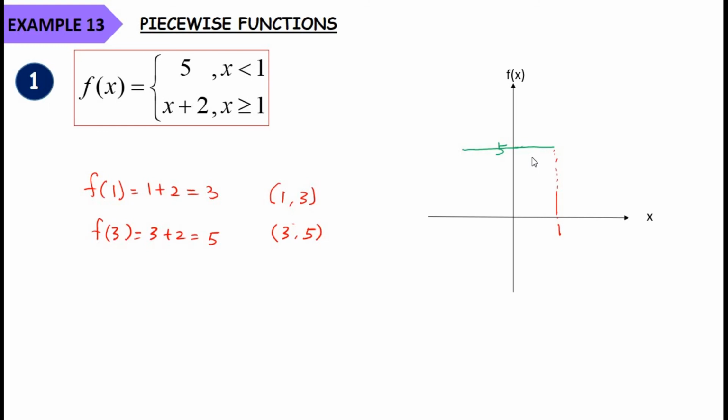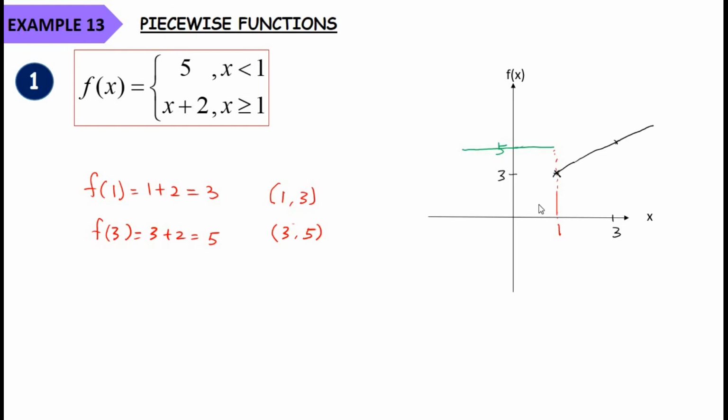Now let's sketch the graph for x plus 2 for x greater than or equal to 1. We find when x equal to 1, f of x is equal to 3. So we get the point 1, 3. And then when we substitute x equal to 3, we have 5. So we have another point, 3, 5. We just connect the 2 points, then we get the graph. Now let's look at this graph.